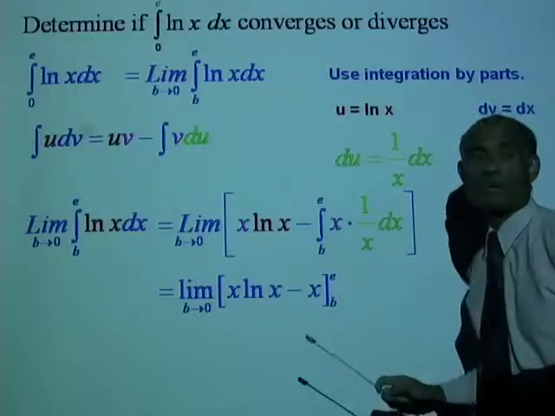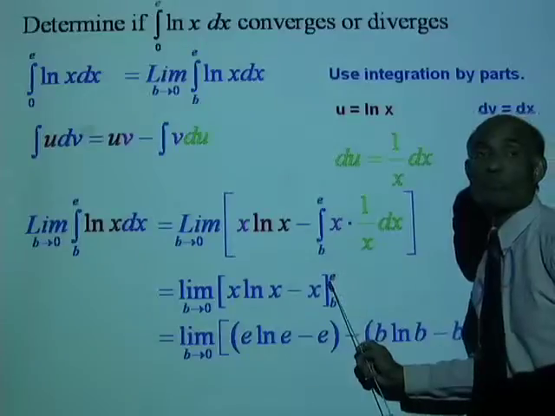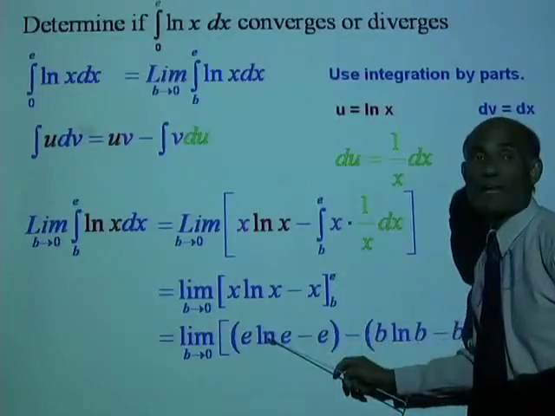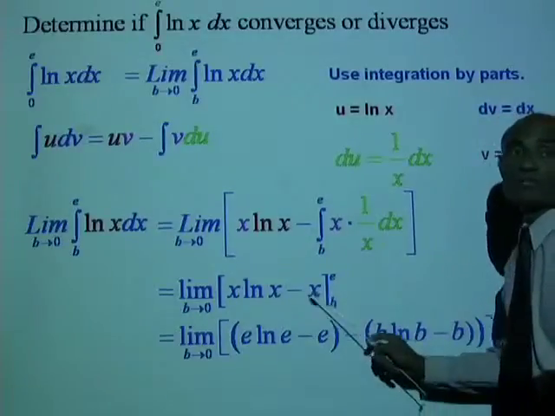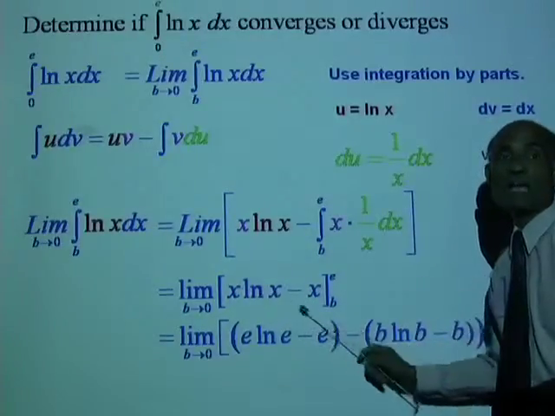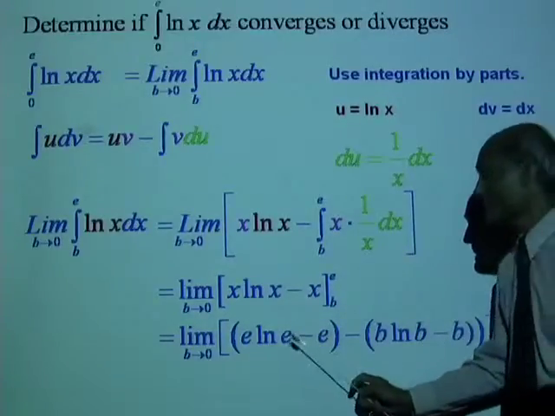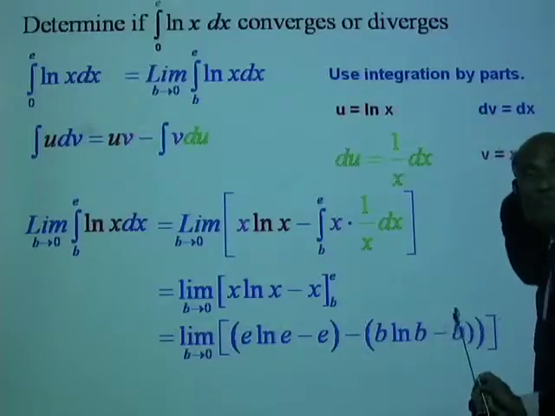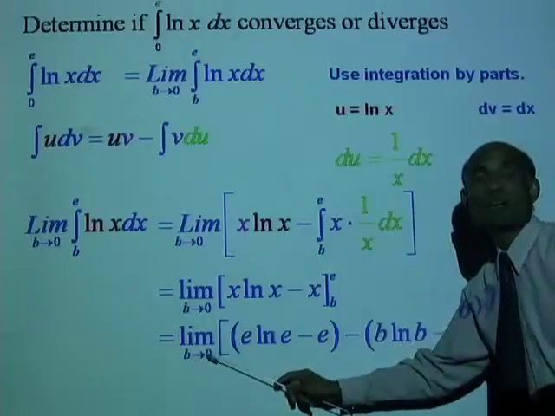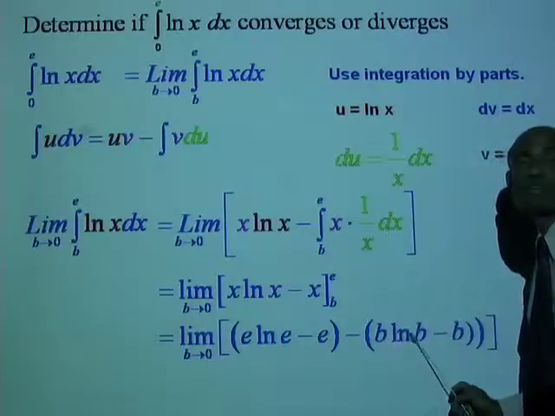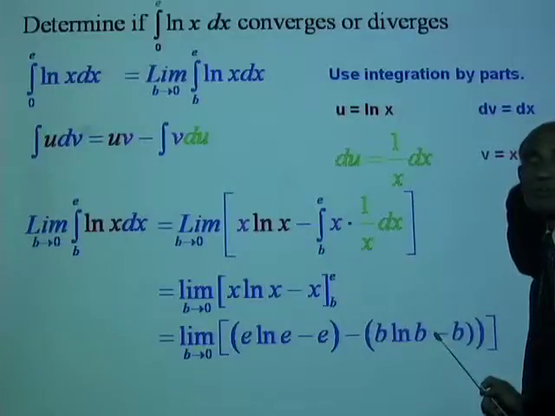So first let's apply the limits. That will be limit b approaches 0, upper limit is e, so x ln e, minus the lower limit, b ln b minus b. Alright. Now we take the limit. What is the value of the second parenthesis here when b approaches 0? Replace b by 0. When b is 0, this will go to 0.